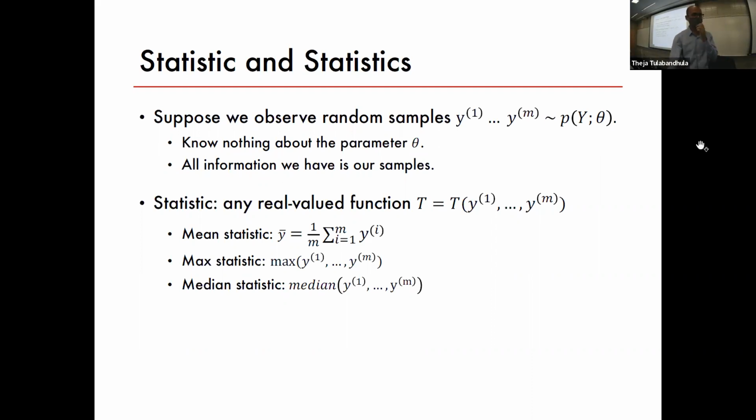But what is a statistic itself? A statistic is any function of these realizations, and statistics is just the collection of these functions and their study. So this function t is a function of these m realizations of the random variable capital Y. Here are some examples. The mean statistic is just take an average, the max statistic is just take the maximum, and the median is take the median. These are all just functions of the realizations. If you give me these 100 numbers, I can compute each of these statistics.